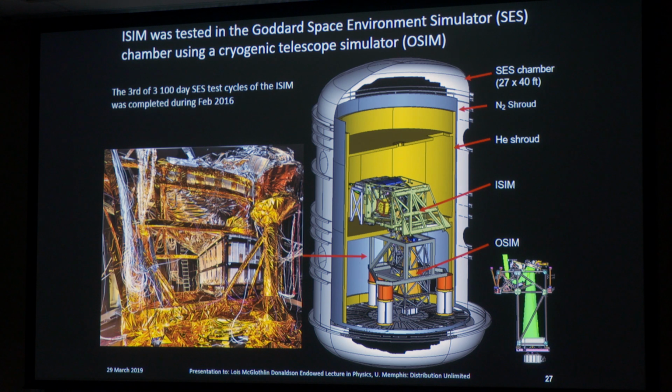And this is an actual photo of what the lower part of this chamber looked like. And you can see that these are very complicated setups. And this is some of the most difficult cryogenic testing that NASA's ever done. We had to test that instrument module 3 times for 100 days each, with the team working 24/7 for those tests.